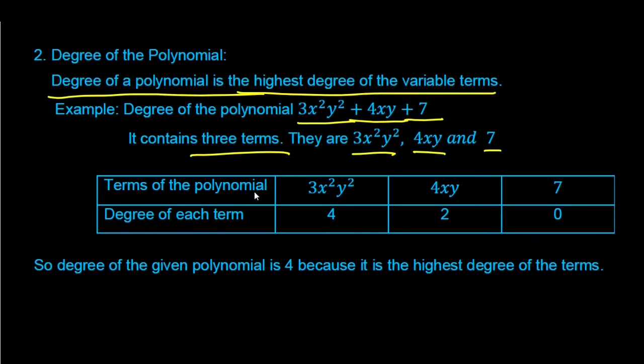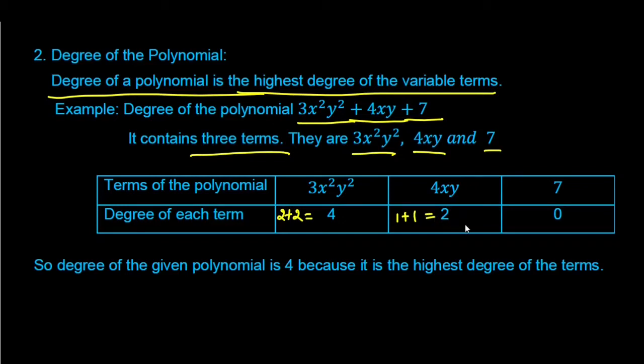So let us take the terms of the polynomial and degree of that term. The term 3x square y square has degree 4. The degree is sum of the exponents of the variables. Here x has exponent 2 and y has exponent 2. So 2 plus 2, the degree is 4. For the term 4xy, the degree is 2. X has exponent 1 and y has exponent 1. So 1 plus 1, it is 2.